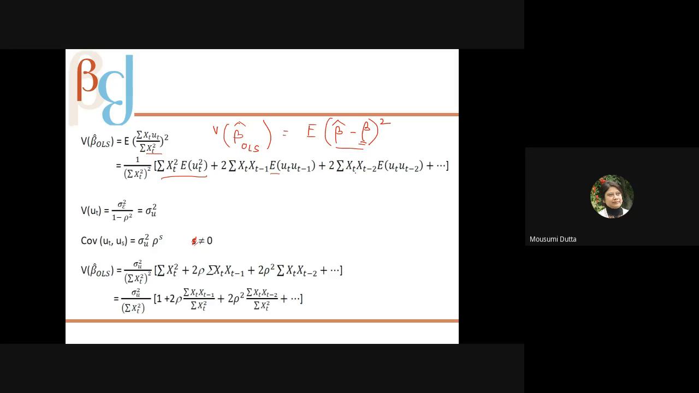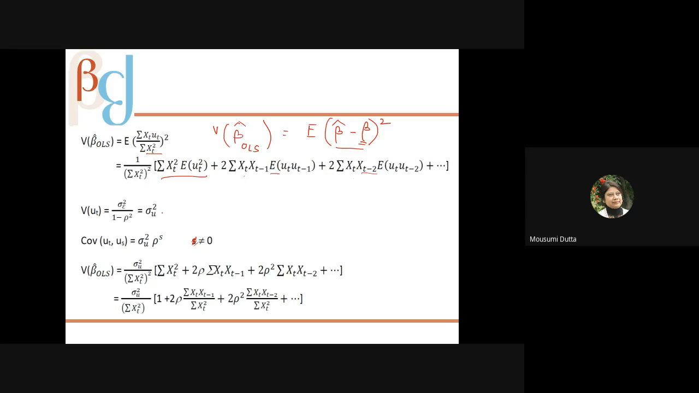Then plus 2 summation xt xt minus 2 expectation ut ut minus 2, and the expressions will go on and on. Okay.